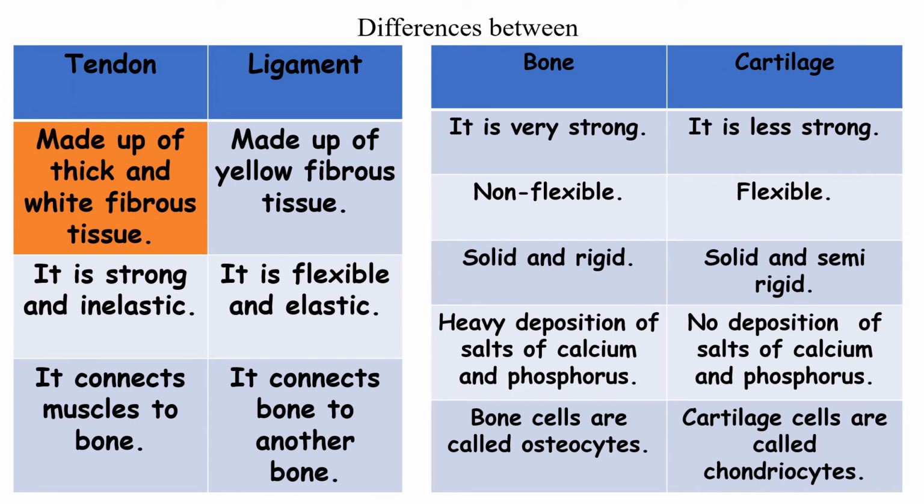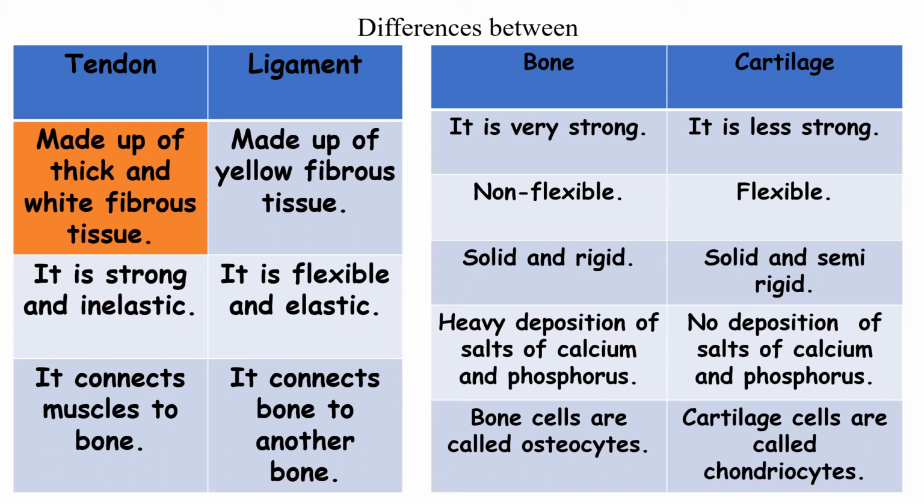Differences between tendon and ligament. Tendon is made up of thick and white fibrous tissue. Ligament is made up of yellow fibrous tissue. Then tendon is non-elastic, strong also, but ligament is flexible and elastic. Then tendon is for connecting muscle to bone, then ligament is for connecting bone to bone.